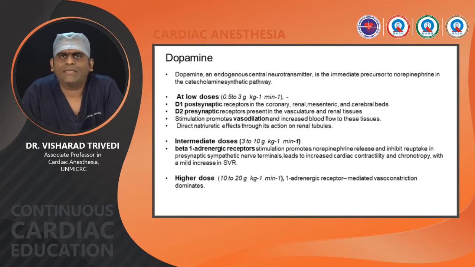So it will increase the contraction of the heart, it will increase the heart rate, it will promote the norepinephrine release, and it will increase the reuptake at the presynaptic sympathetic nerve terminals. So it will increase the inotropy as well as chronotropy. On further increasing the dosage of dopamine, it will act also on the alpha 1 receptors, that is at 10 to 20 microgram per kilogram per minute, and that will cause vasoconstriction because of the alpha 1 receptor stimulation. So if you gradually increase the dose of dopamine, first it will act on D1, D2 receptors, then beta 1 receptors, and lastly at a very high dose it will act on alpha 1 receptors.